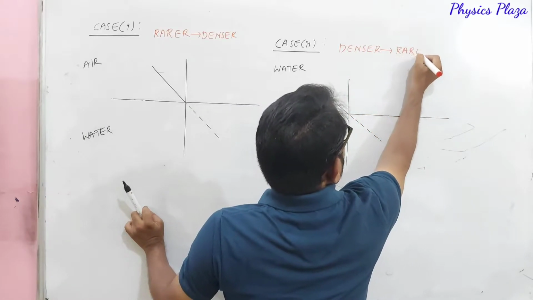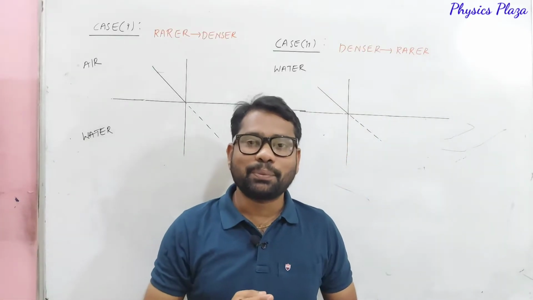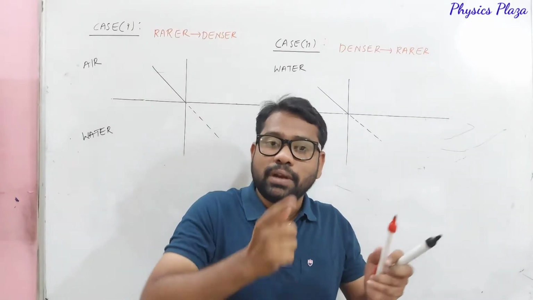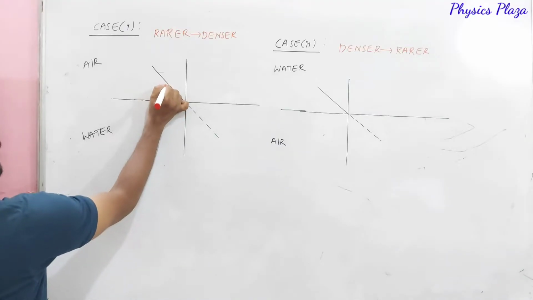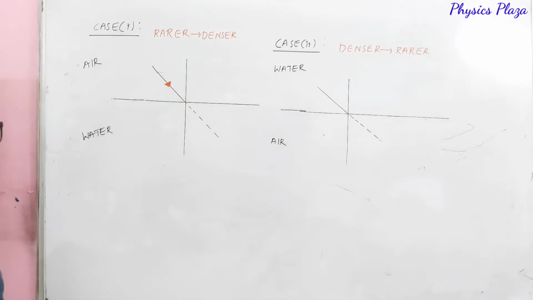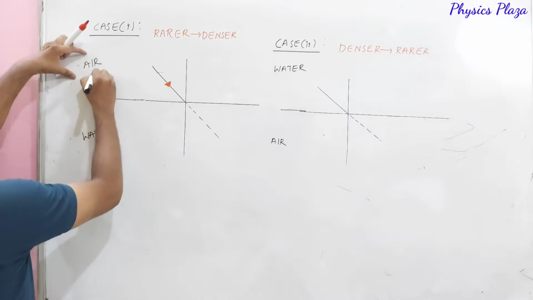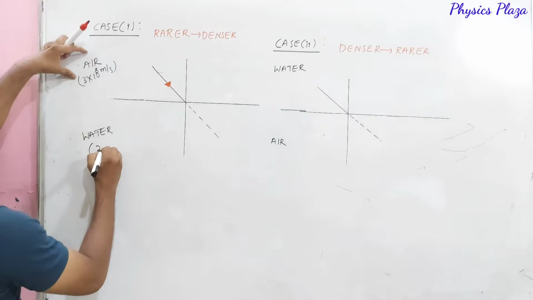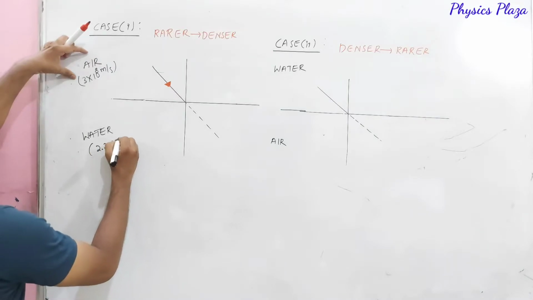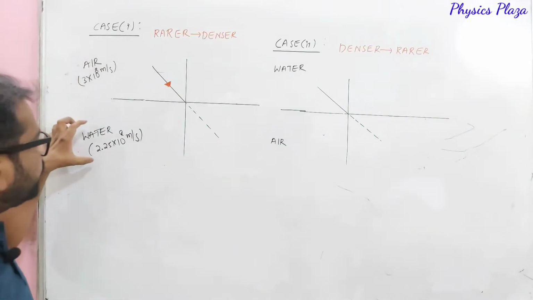Now let us see what happens when light moves from rarer to denser, and what happens when it travels from denser to rarer. So look here. Light is moving from air to water. What is the speed of the light in air, children? Let us recall once again. It is 3 into 10 power 8 meter per second, whereas here it is 2.25 into 10 power 8 meter per second. So definitely air is a rarer medium and water is a denser medium.